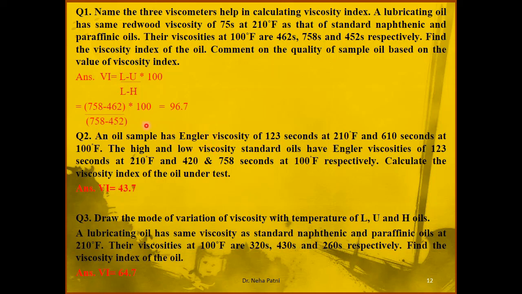Now one point is there that you have to disclose which viscometer you are using. Like here it is Engler viscometer, and here it is Redwood viscometer, because that is going to tell you how many ml you have taken. If it is Engler, we say that 100 ml of the lubricant took 123 seconds at 210. Here if it is Redwood, we'll say 50 ml of the lubricant took 75 seconds at 210. So that is one more observation. And now you can see the answers. I hope you are able to get these answers very nicely.